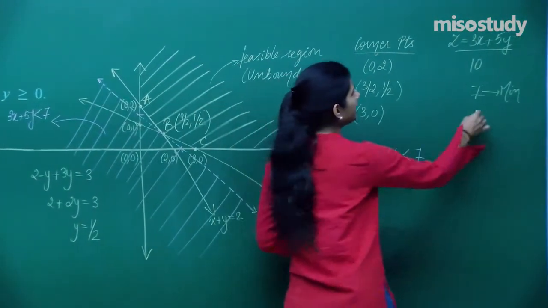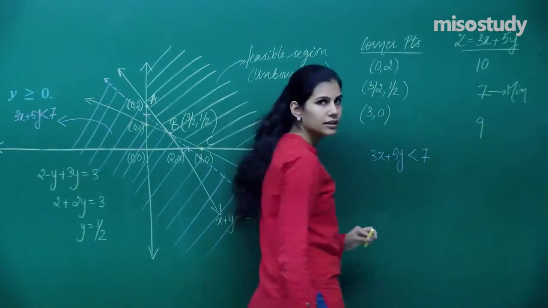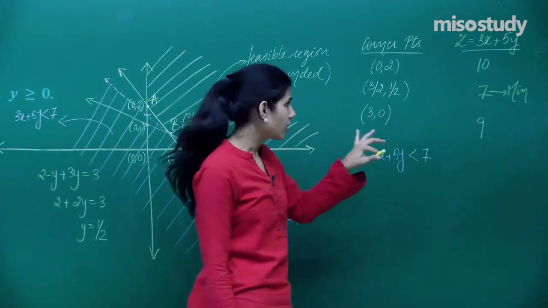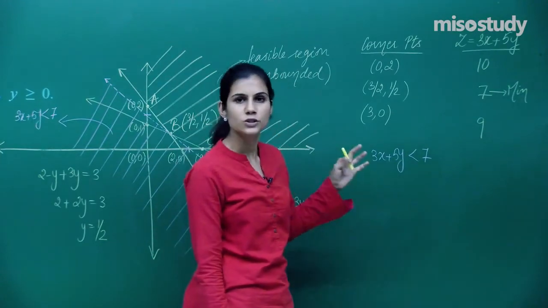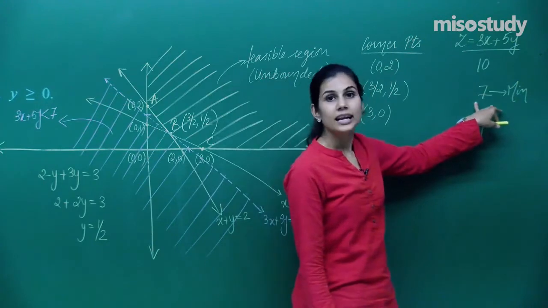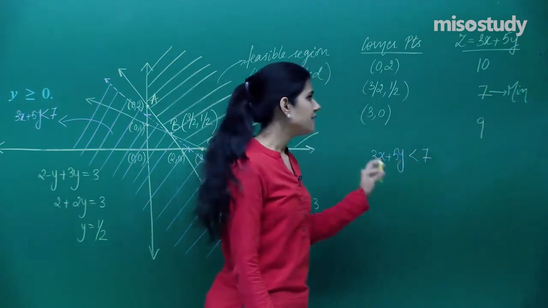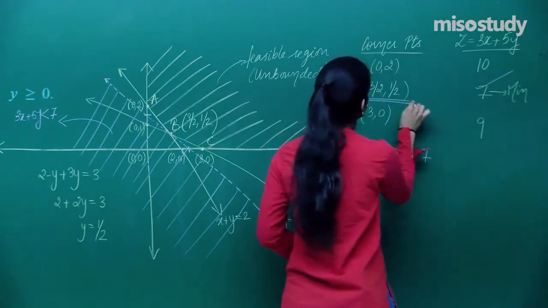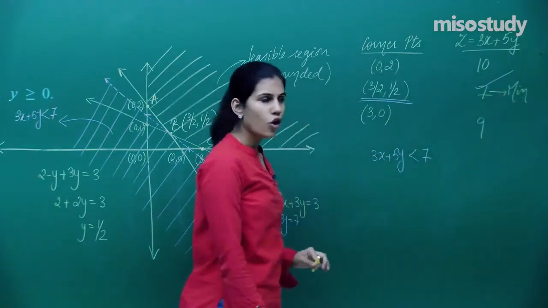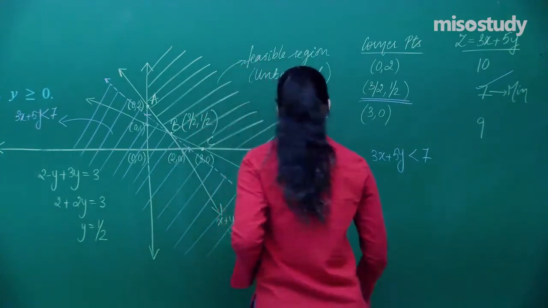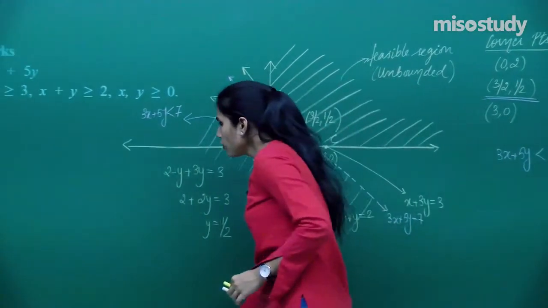and therefore there is no minimum value less than 7. There is no point at which this minimum value is obtained or lesser than 7 is obtained. There is no point in my feasible region in which a value of z lesser than 7 is obtained. 7 is my minimum value. So this is my optimum value and this is my solution. Optimum value of z and this is my optimal solution 3 by 2 comma 1 by 2. Let's move on to the next question.